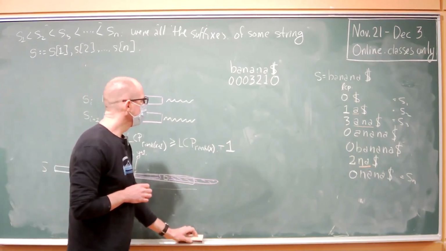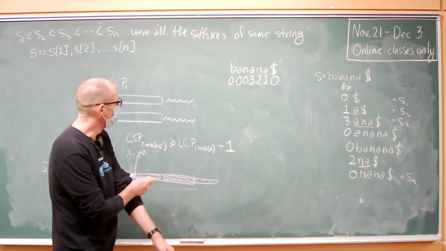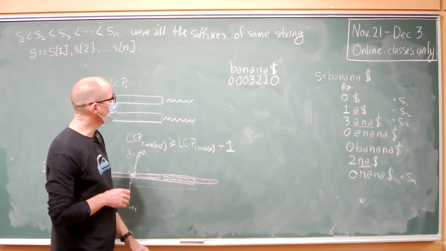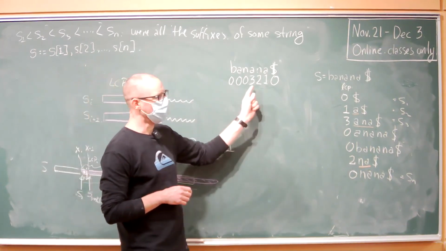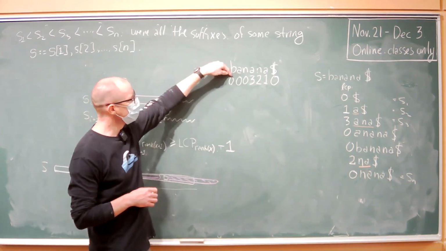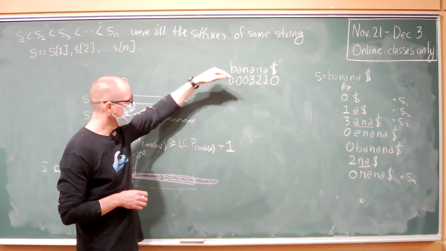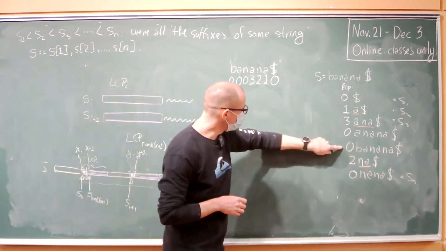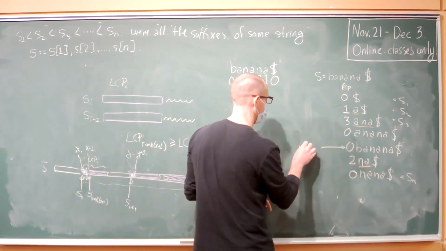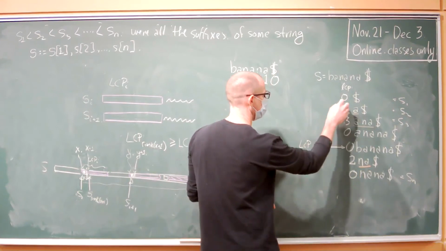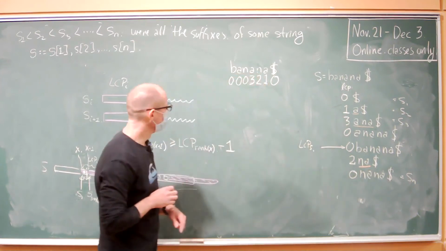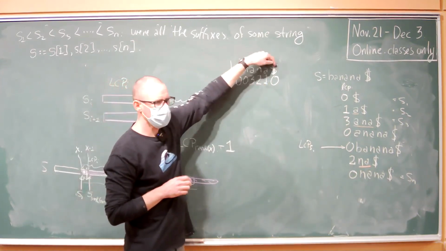Well, let's do it on this example here. I'm going to compute the LCP values in this order. Okay, so I should be careful. This number here is not LCP of 1. It's LCP of this thing here. So this thing here is LCP of, what's this? 1, 2, 3, 4, 5. Okay. But I'll compute them in this order.